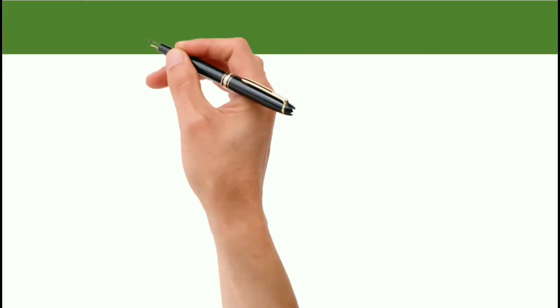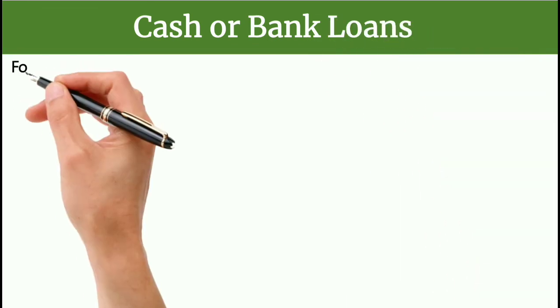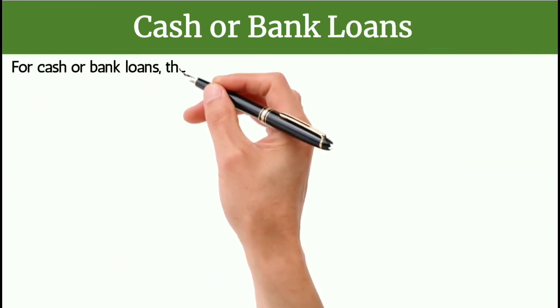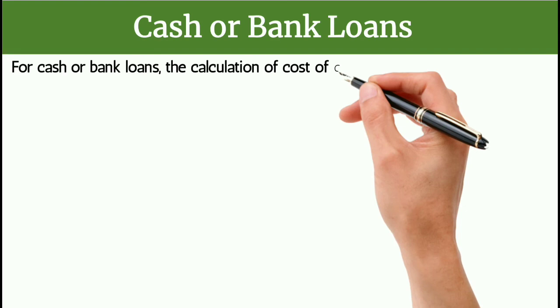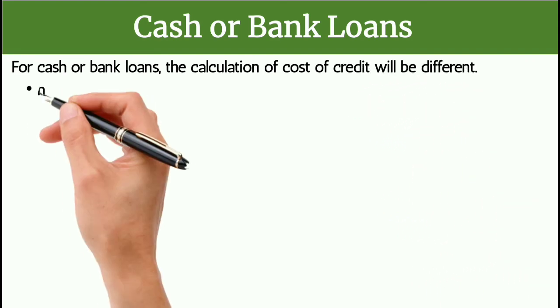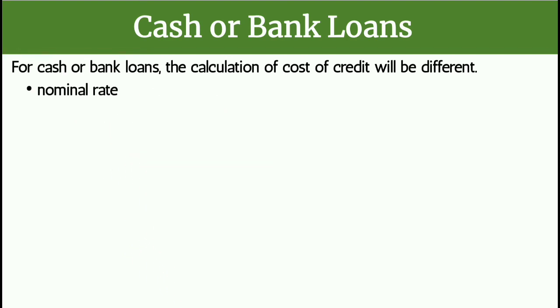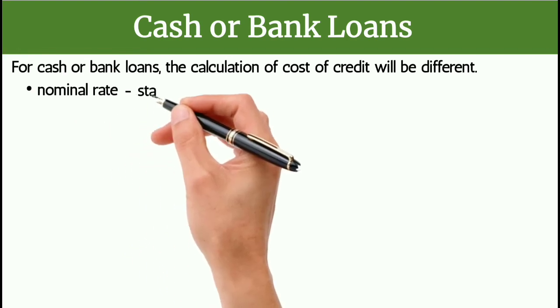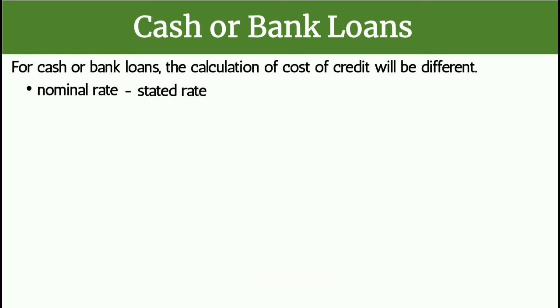Let's now proceed to cash or bank loans. For cash or bank loans, the calculation of cost of credit will be different. First, there is nominal rate. Nominal rate means stated rate. Ito yung rate na nakalagay dun sa contract of loan. Let's say, for example, ang nakalagay ay 12%, then the nominal rate or the stated rate is 12%.